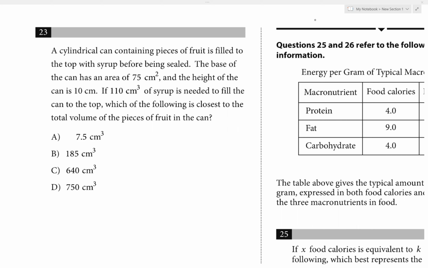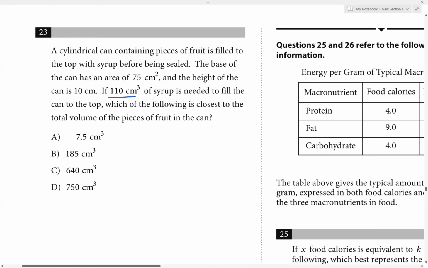Okay, so what happens? We have a can, right? It's the shape of a cylinder, and this can contains some fruit, and after we put in the fruit, we're going to fill it up with syrup. So then that fills up the whole cylinder pretty much. And they told us the volume of the syrup needed is 110 cubic centimeters, and we're trying to figure out how much fruit is in the can.